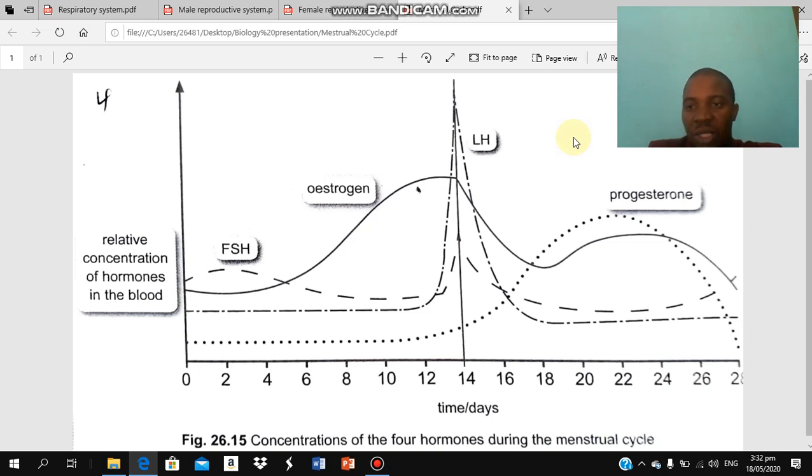Now, from day 1 to day 28, there are a lot of activities which happen in the female's body, and we always summarize them in 4 important components. The first activity will be menstruation, the loss of blood through the vagina. The next activity will be the building up of the uterus lining. That will be the second activity.